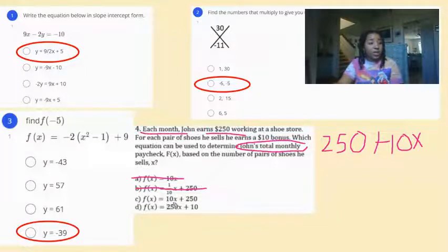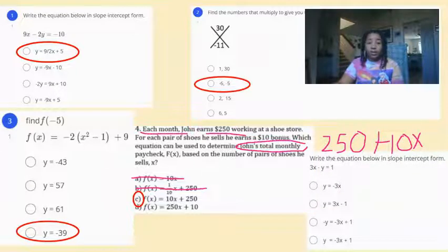And C would be the most accurate because he gets $250 as a flat fee, and then he gets $10 for every pair of shoes he sells. This one should be 100%. Everybody should have got that one. Okay. All right, and the last one.